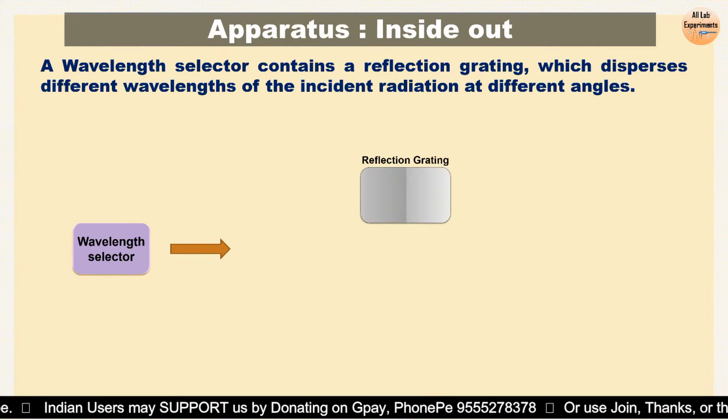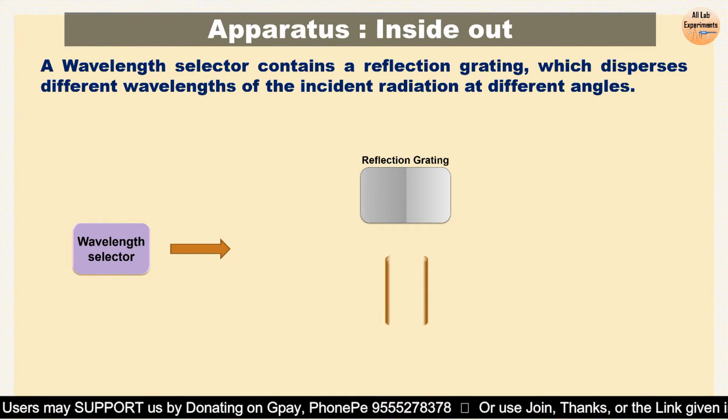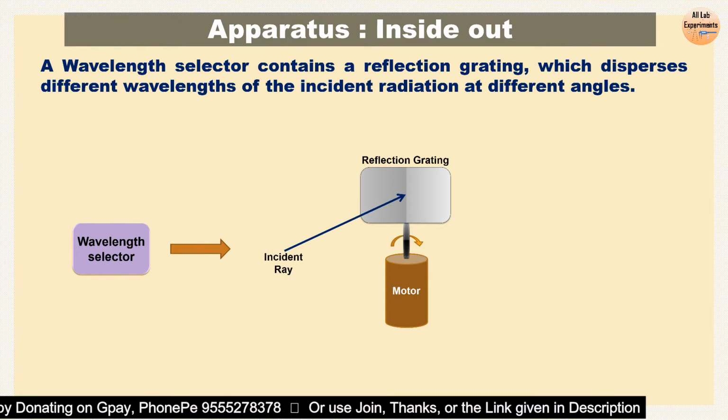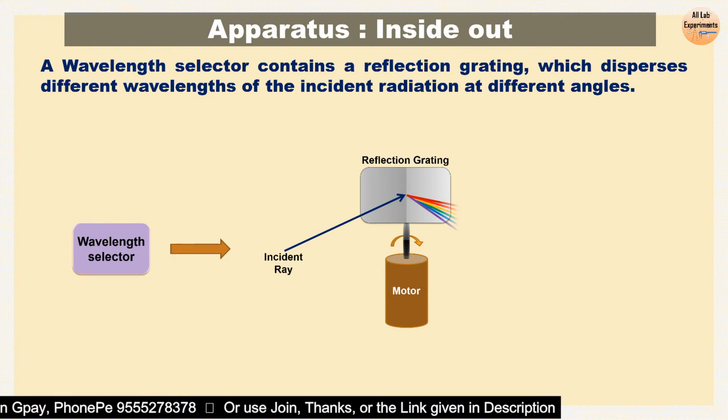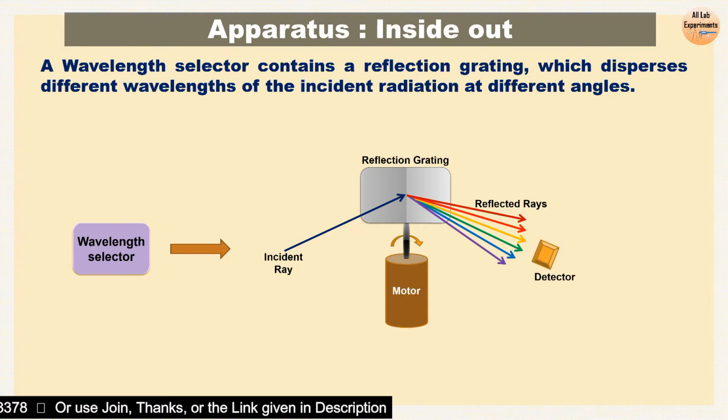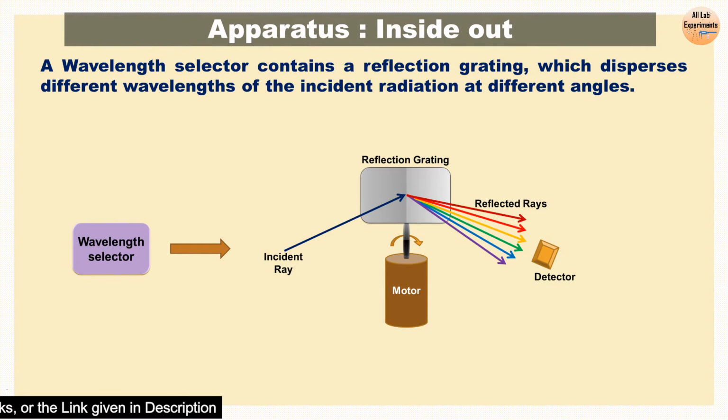There is an optical device known as a reflection grating. When an incident ray strikes it and gets reflected, different wavelengths are reflected in different directions, and we place a detector at that particular point. As we rotate this reflection grating using a motor, we observe the intensities of different wavelengths, and finally we are ready with the data. So this was about its apparatus.